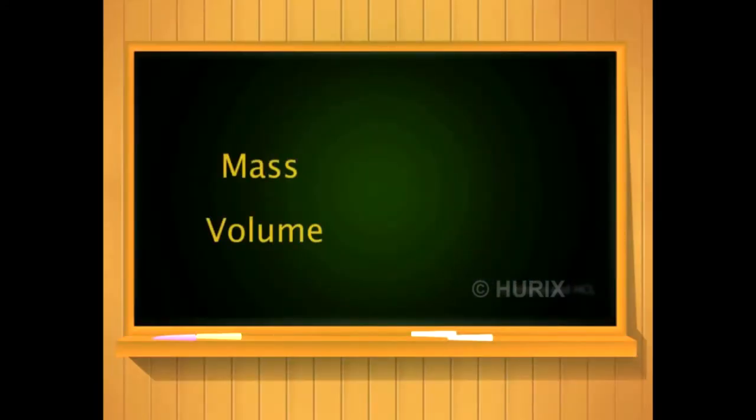By using the mass and the volume of a substance, we can define a new quantity, which is known as density. Density is the ratio of mass over volume. Its unit is kilogram per cubic meter. It tells us how much mass is contained in a unit volume of a substance.